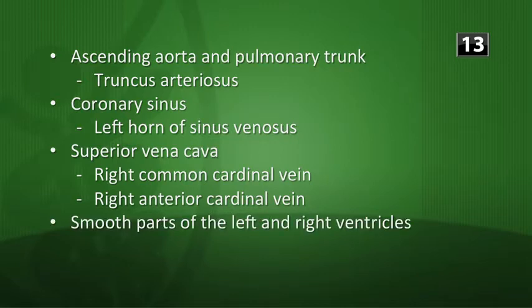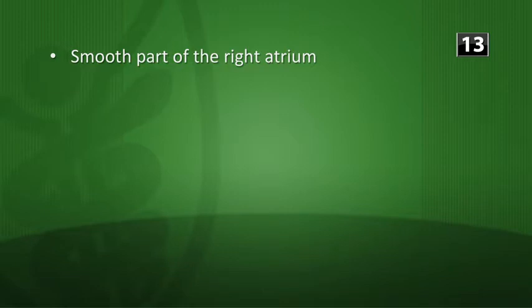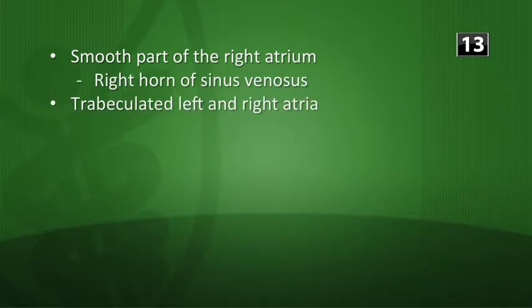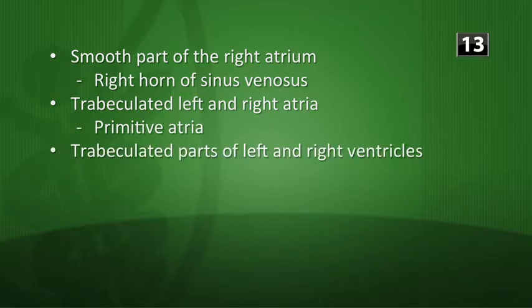The smooth parts of the left and right ventricle come from the bulbus cordis. The smooth part of the right atrium comes from the right horn of the sinus venosus. The trabeculated parts of the left and right atria are derived from the primitive atria, and the trabeculated parts of the left and right ventricles are derived from the primitive ventricle.